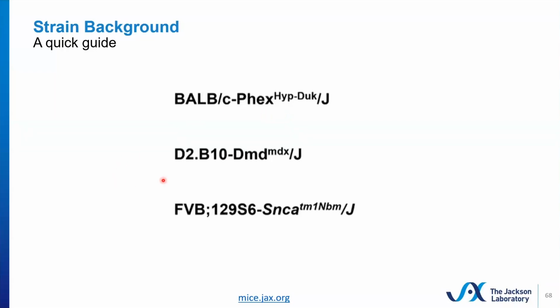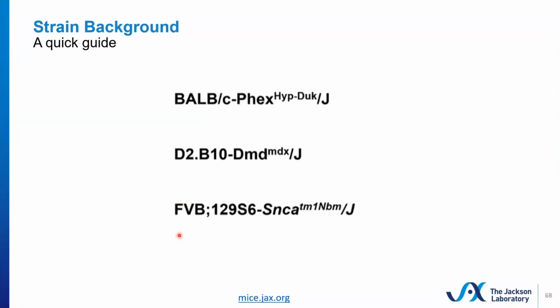In the second example, we see that the strain has been backcrossed at least 5 times to the D2 background and was previously on a C57 Black 6 background. The gene of interest is DMD, and the allele is MDX. Again, the lab code is J, indicating the strain is maintained at the Jackson laboratory.